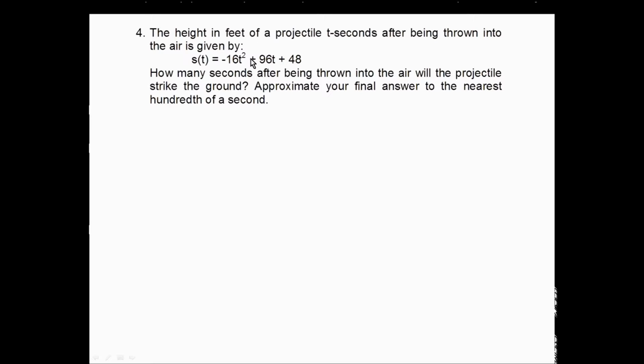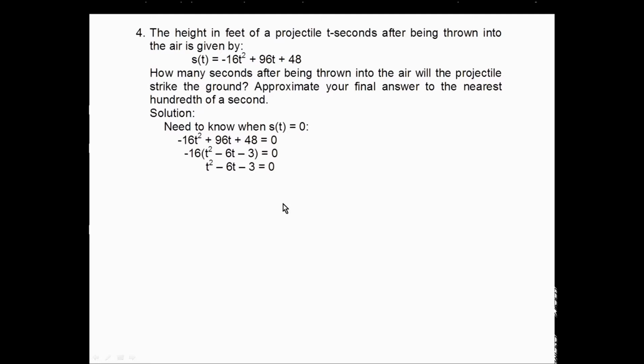So again, to strike the ground, we need this expression equal to 0. So we need to know when s of t equals 0. So that's negative 16t squared plus 96t plus 48 equals 0. All of those numbers are divisible by negative 16, because again, I cannot think when there's a negative t squared. So I factored out my negative 16. I now try to factor this. Of course it won't factor. So let's go to the quadratic formula. So I get rid of the negative 16. Just divide everybody by negative 16.